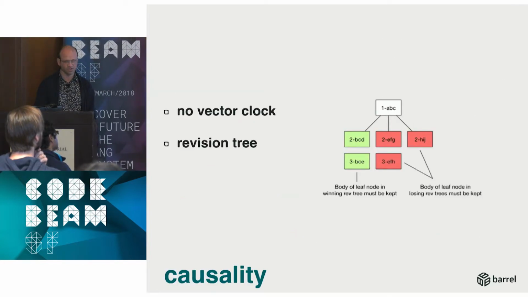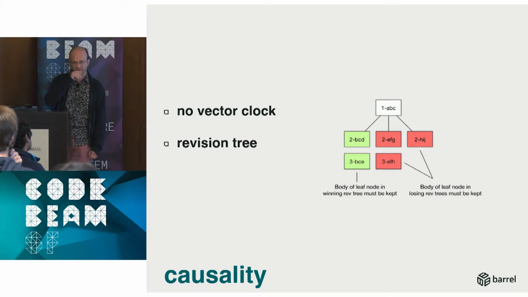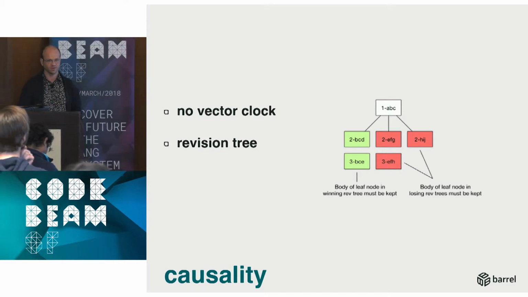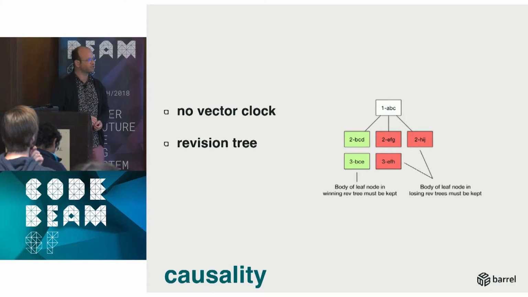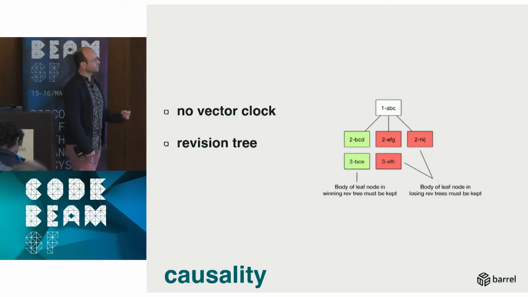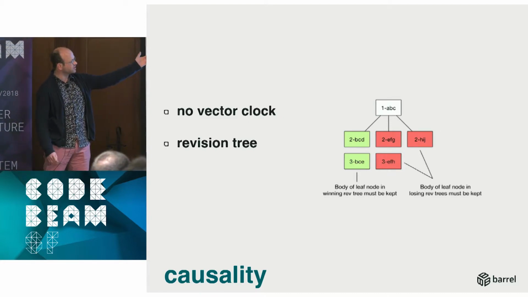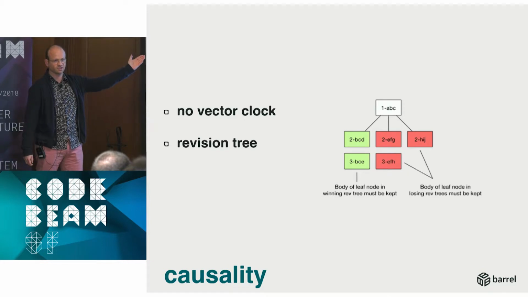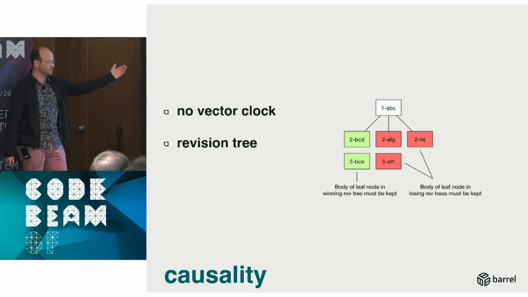There is no vector clock like in CouchDB, because everything started as a fork of CouchDB, before I got fed up and rewrote it from scratch. This is a revision tree. So when you have a branch, this is like in Git, it means that you have a conflict inside your documents.